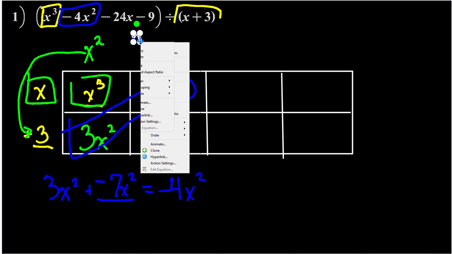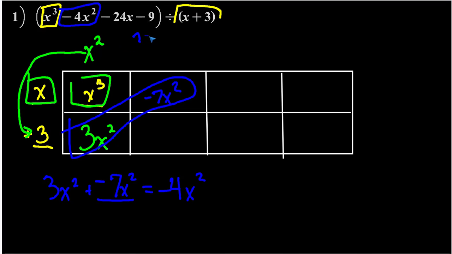And then we're going to go through the same process. We're going to first divide negative 7x squared by x, and that gives me negative 7x. So then I'm going to multiply, and that gives me negative 21x, because I will multiply that negative 7x all the way over here to that 3.